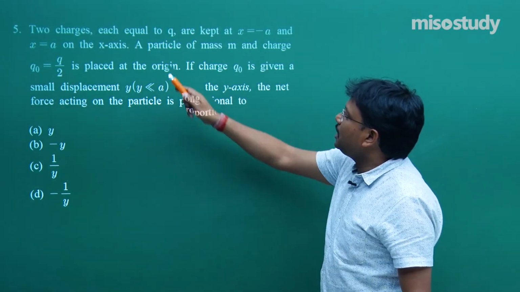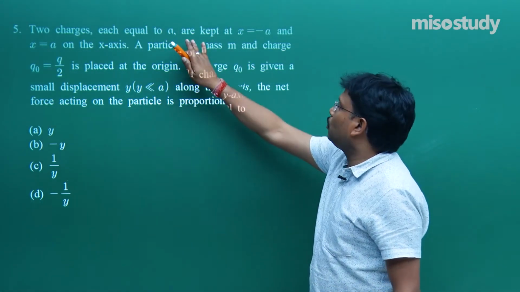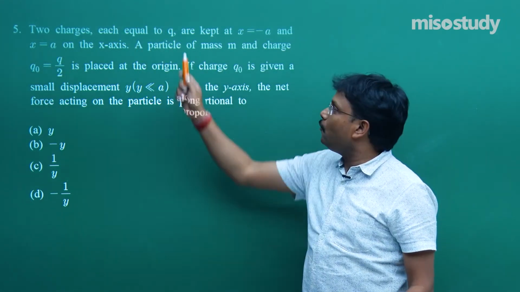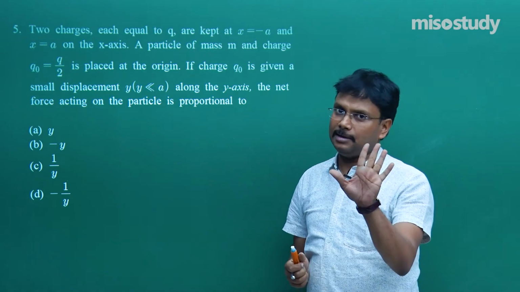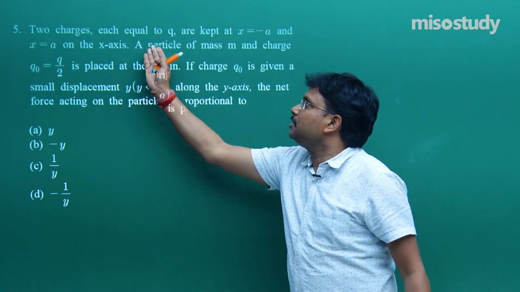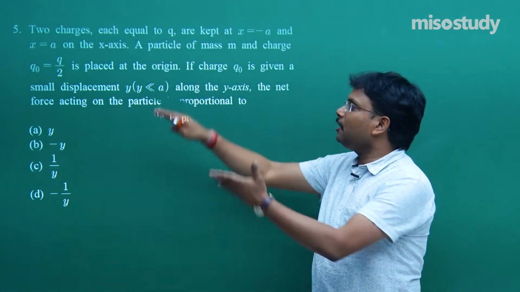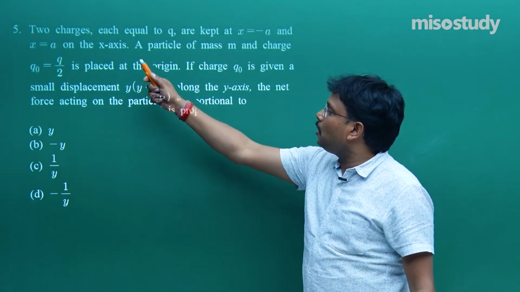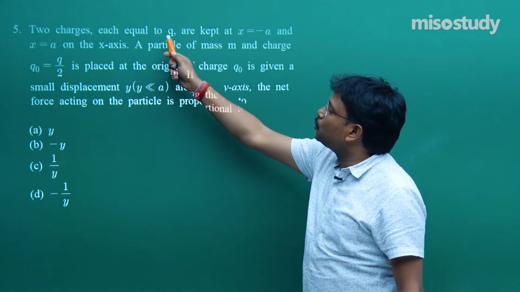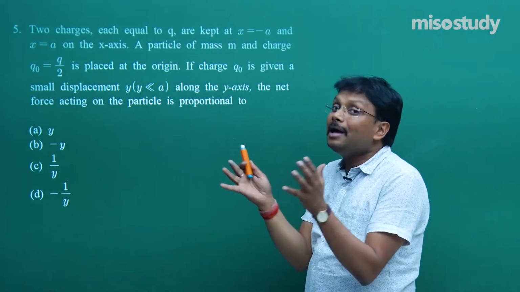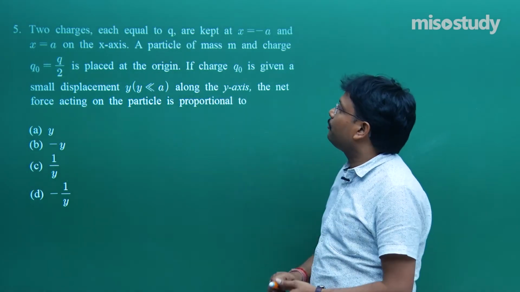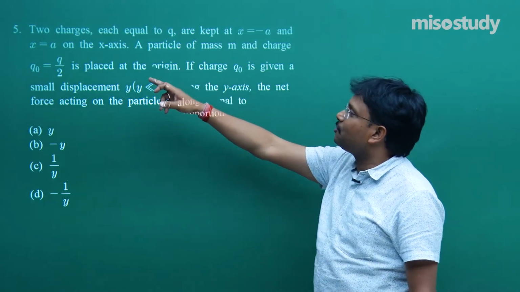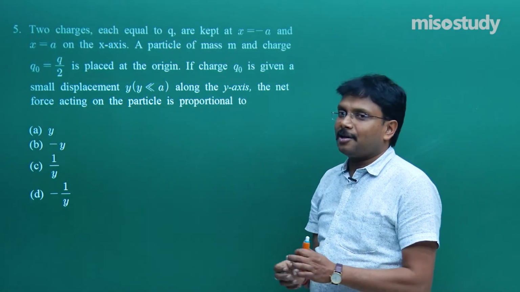Two charges each equal to Q. Now don't read anything else. It means if they are equal in sign and magnitude, they are going to repel at least. This conclusion I can draw just from these 5 words. Whether it is required or not, the intelligent understanding is that these two charges are going to repel each other because their nature is the same. Fine. Are kept at x is equal to minus a and x is equal to a on the x-axis.